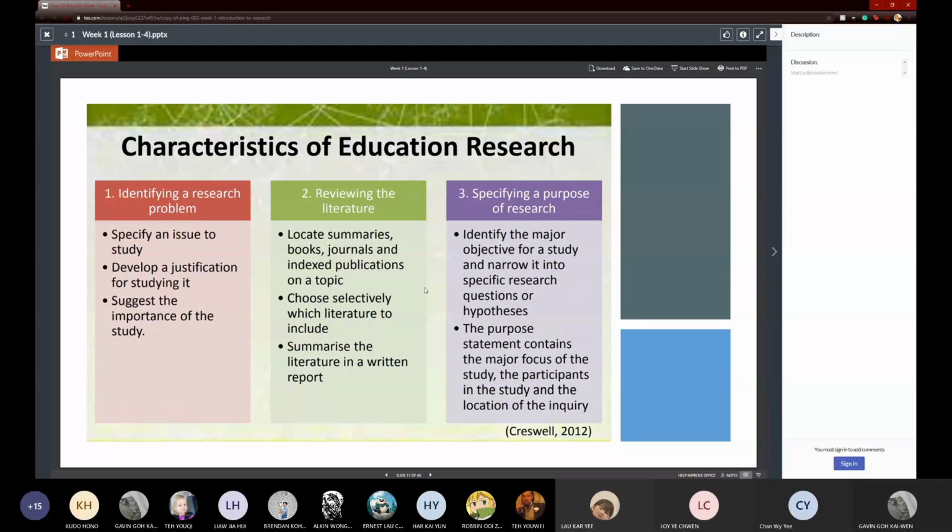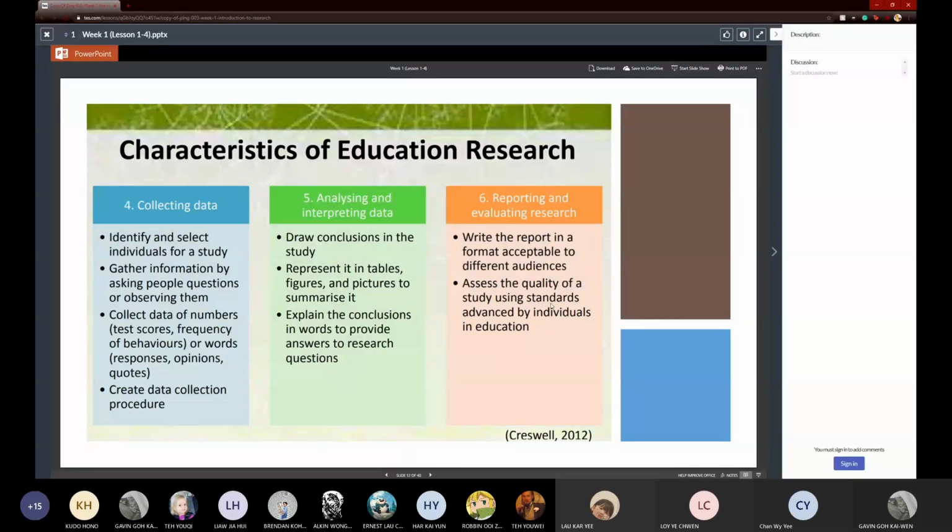Basically, number 1 is chapter 1, rationale, background of the study. Chapter 2 is literature review. Number 3 is research methodology. Okay, can you go to the next one, please?